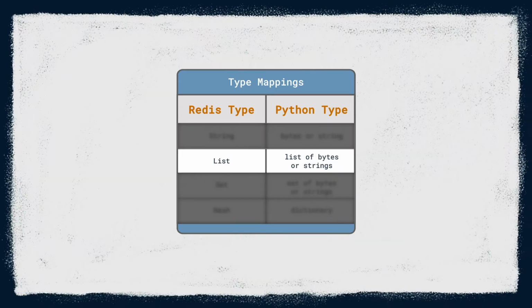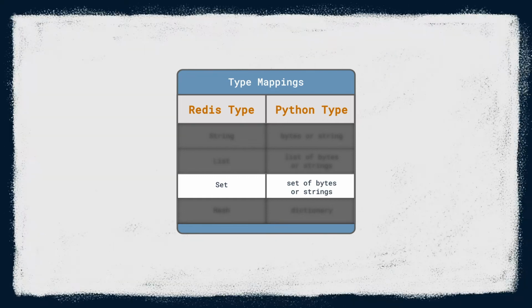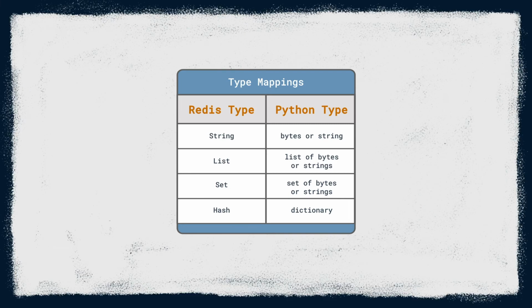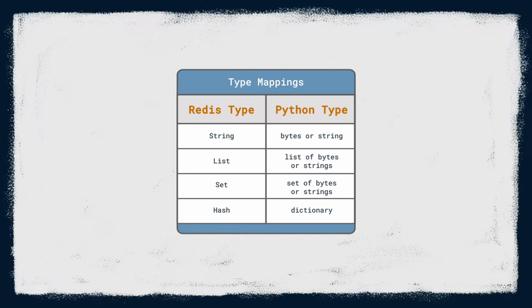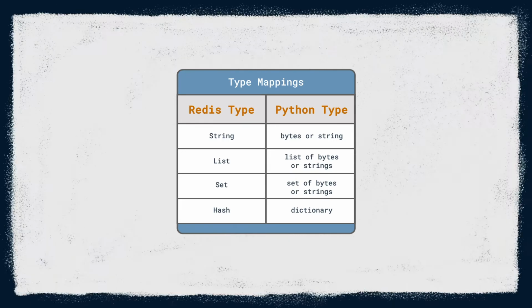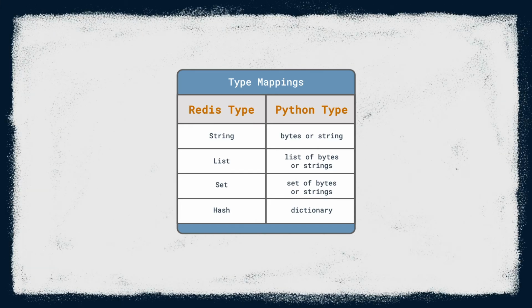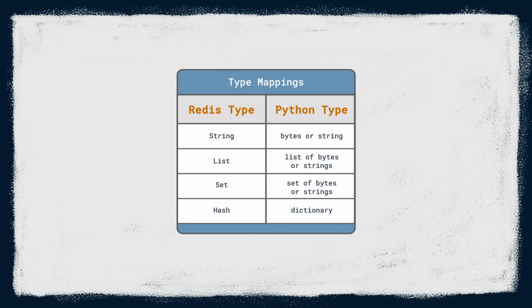Redis lists become Python lists. Likewise, Redis sets translate to Python sets. And with hashes, you get Python dictionaries. Now, in most of these cases, the values you get back are bytes objects or string objects, depending on the argument you give for the decode responses parameter on the client instance. However, when you run a command that returns floats, like incrbyfloat, you'll get back a Python float.